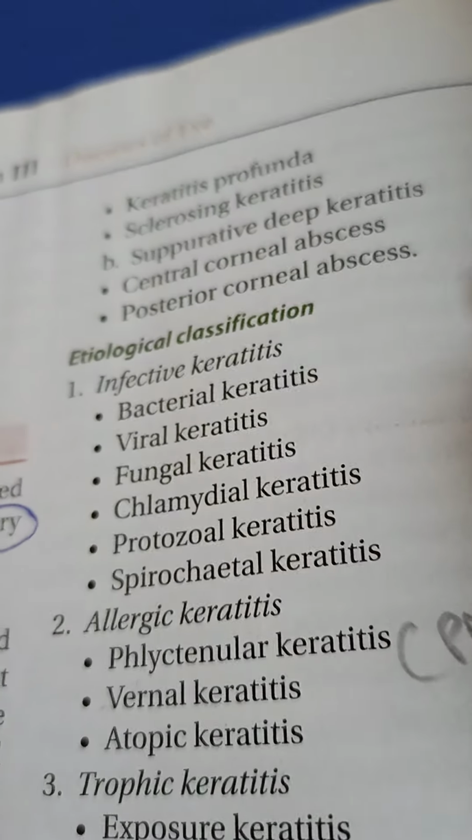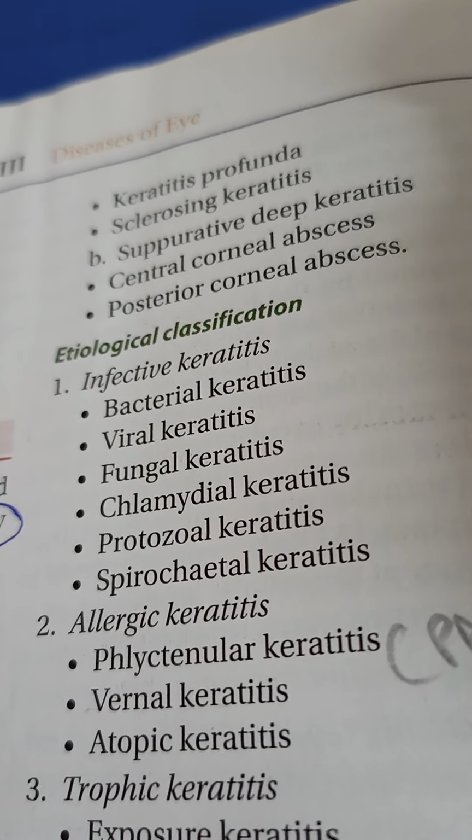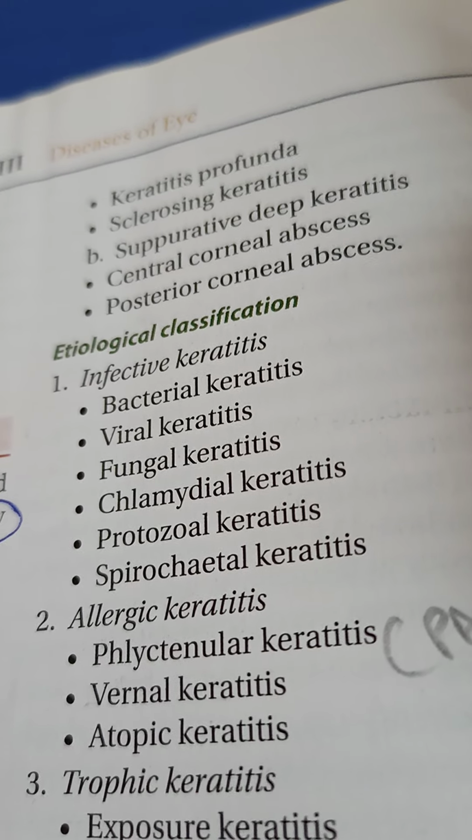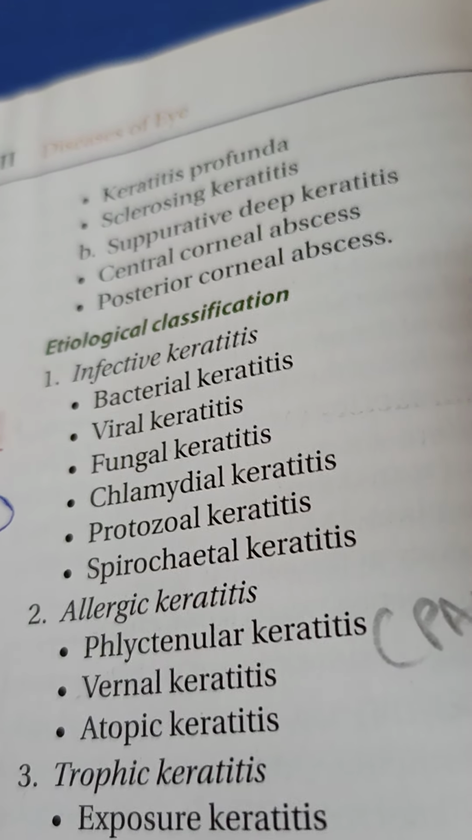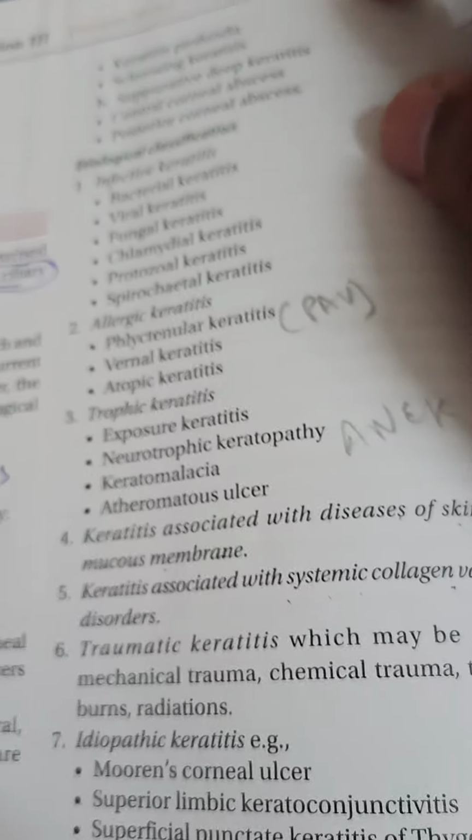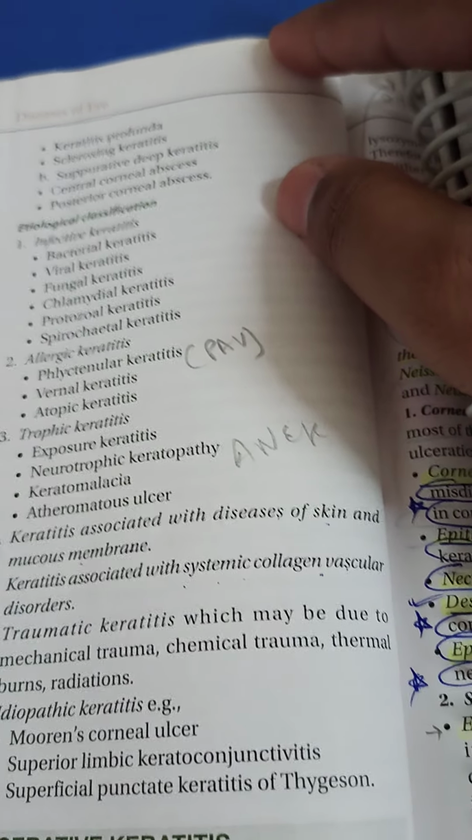Suppurative deep keratitis is of two types: either it is present in the central part or the posterior part. Central corneal abscess, posterior corneal abscess. Now, etiological classification. Etiological classification is very easy, and it is important from the viva and exam point of view.